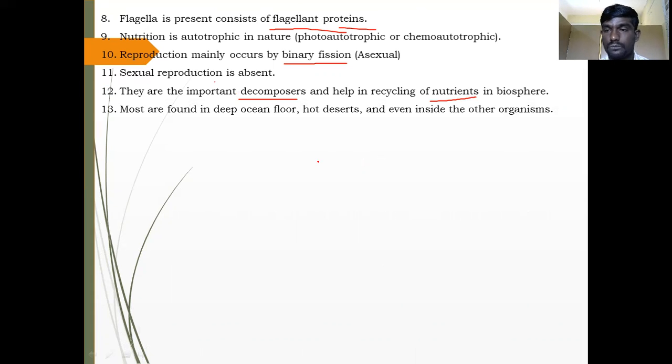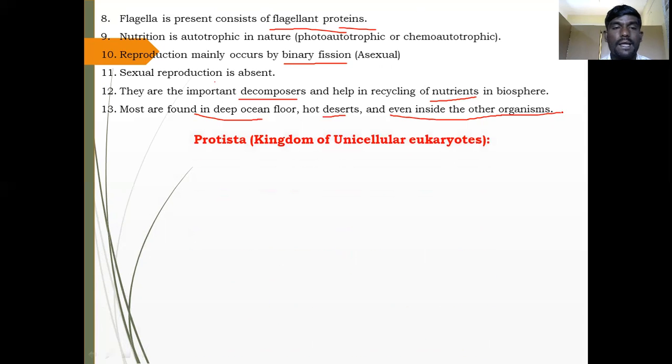Most monerans are found in the deep ocean floor, hot deserts, and even inside other organisms. Means it is parasitic in nature also. They are generally found in the deep ocean. Some are found in desert conditions also, and some are found inside the body of another living organism. So it is called parasitic in nature.